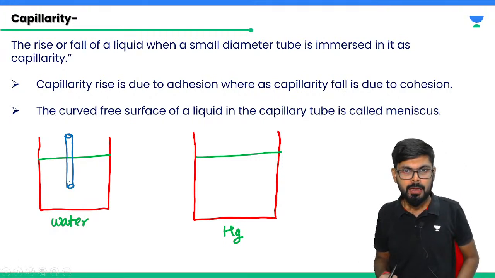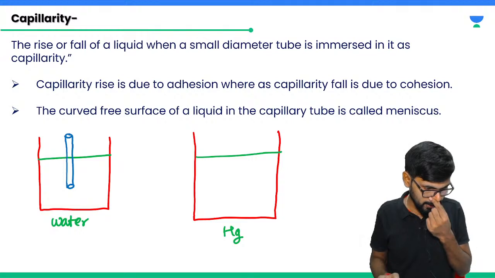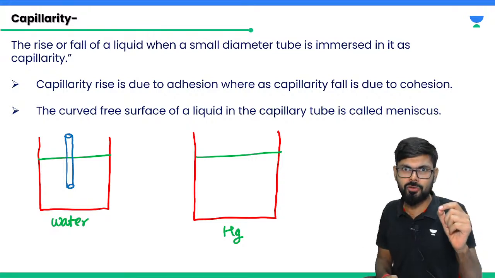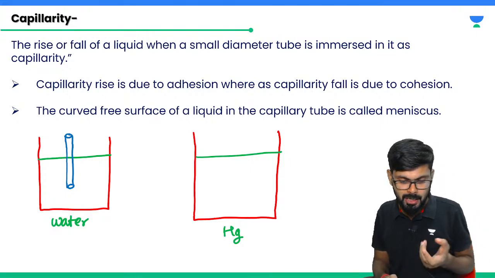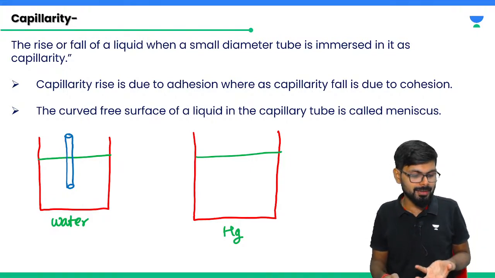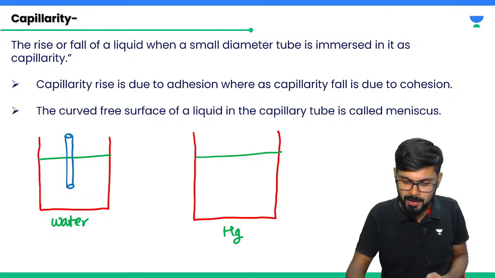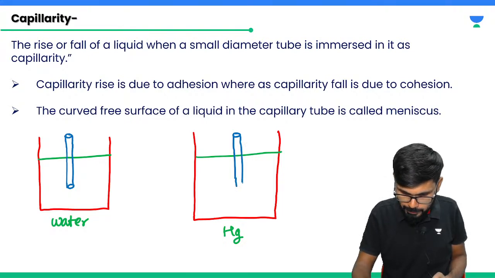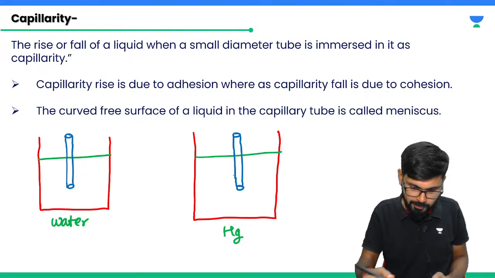ठीक है? Now what I will observe, right? If I put a very small diameter tube here, then I will observe that the water is going to rise. Whereas if I put a similar type of tube in mercury, then it will go down.